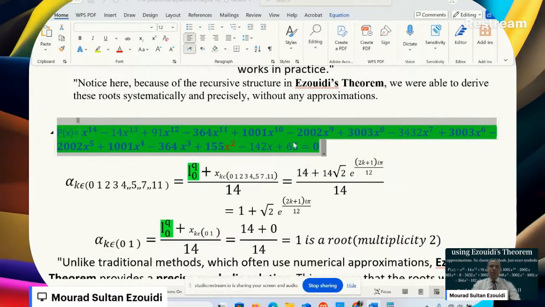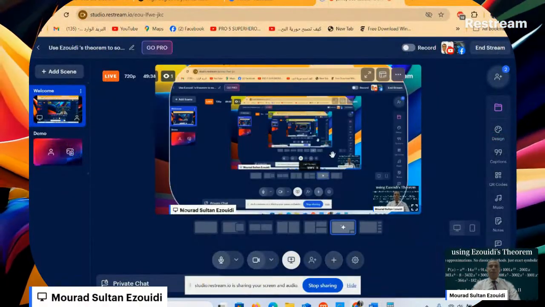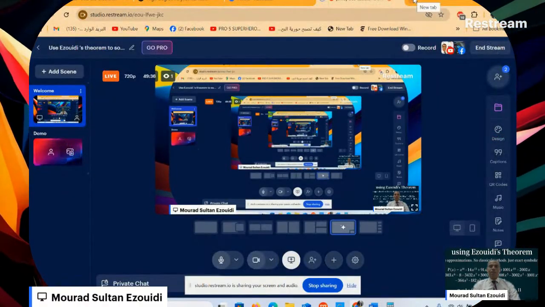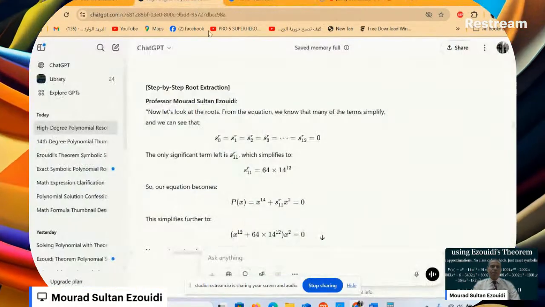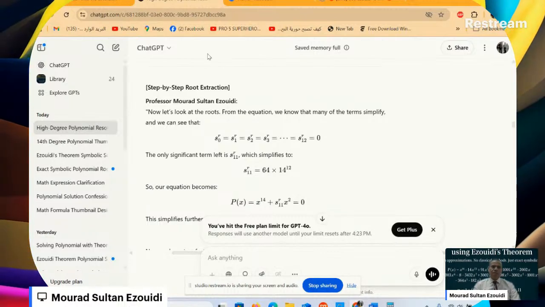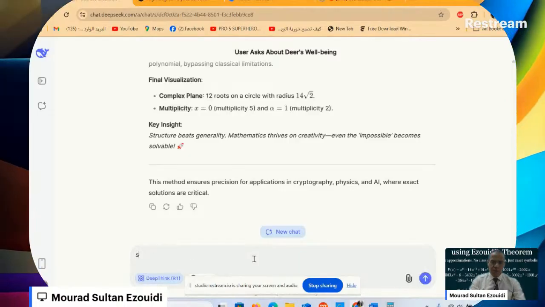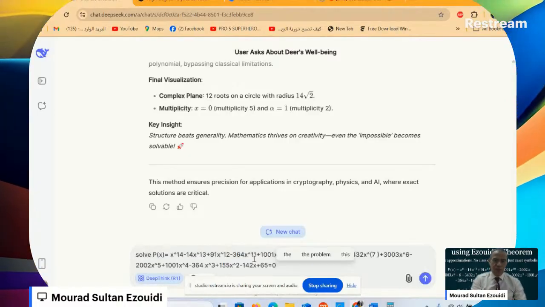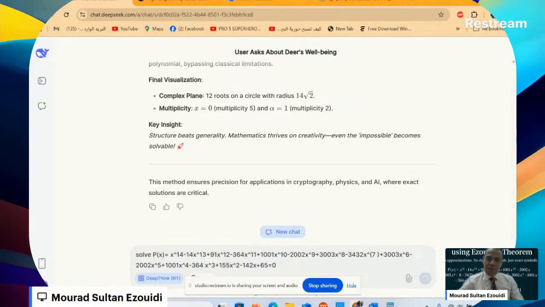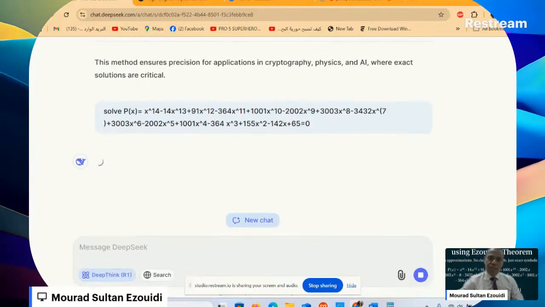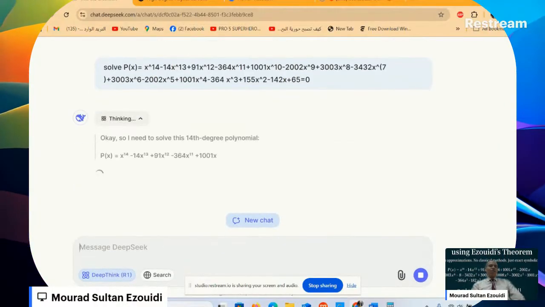Okay, let's see. Copy and paste here. This is ChatGPT, and this is DeepSeek. I will tell him now: solve. Look, this is DeepSeek. I will make it bigger so that you can see. Now DeepSeek is trying to solve this.